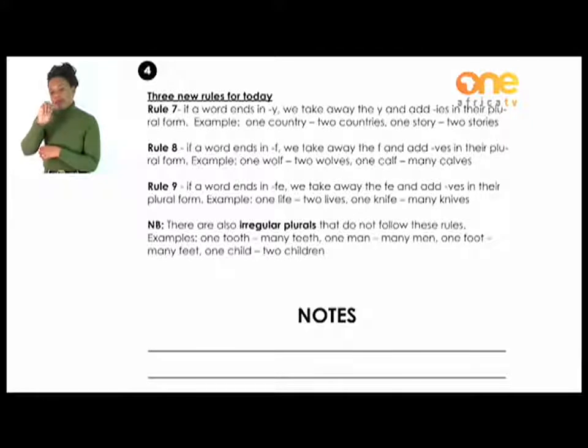Foot, feet. Child, children. Guys, let's remember these rules are very important. Remember, our basic competence is to be able to change nouns and follow the rules, turn them into their plural forms.